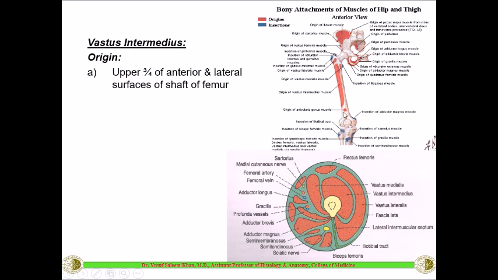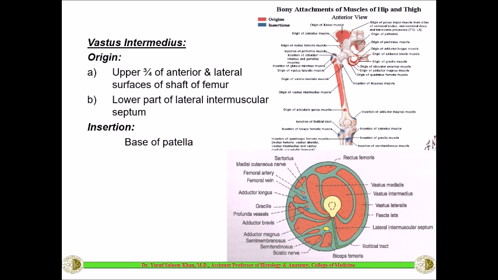So if you can see here, the lower 1/4 is deficient. Okay. So it also takes origin from the lower part of the lateral intermuscular septum. If you can see here, the lateral intermuscular septum, it also takes origin of some of the fibers from the lateral intermuscular septum. Coming to the insertion, like any other quadriceps femoris muscle, this also gets inserted to the base of the patella. Coming to the nerve supply, you already know it is the femoral nerve, and the action also you know, the extension of the knee joint, that is the leg.